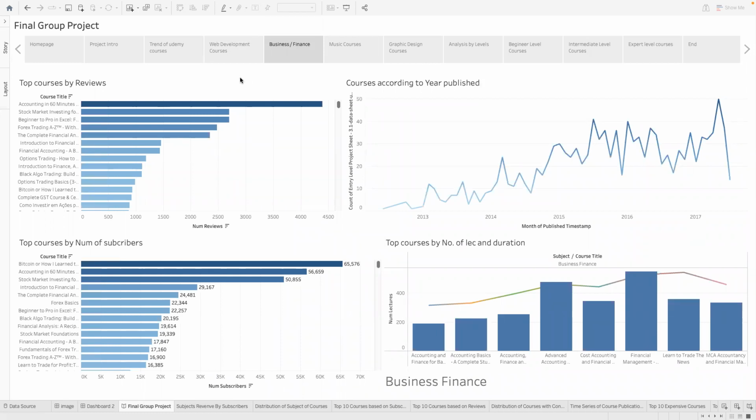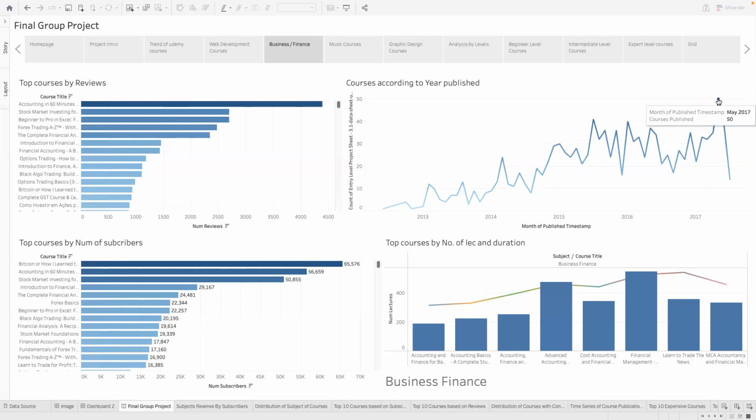So the first chart here shows top courses by review. From the chart, it's evident that Accounting in 60 Minutes has the most number of reviews, followed by Stock Market and Beginner to Pro Excel. The second chart shows courses according to year published, and we can see that there are a lot of ups and downs in the number of courses released per year.